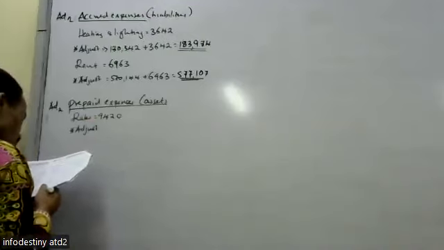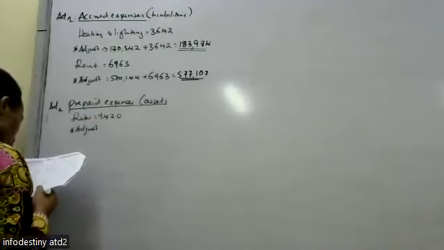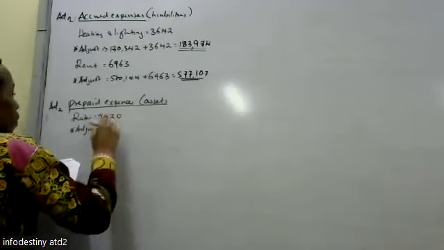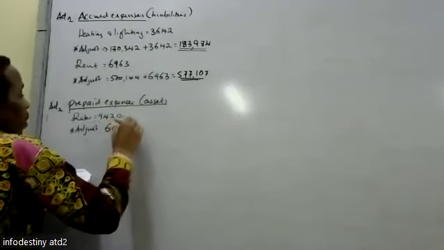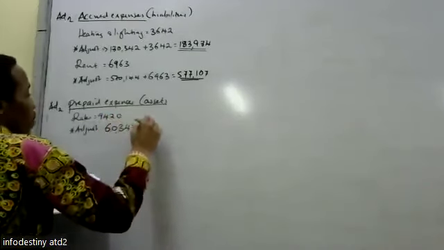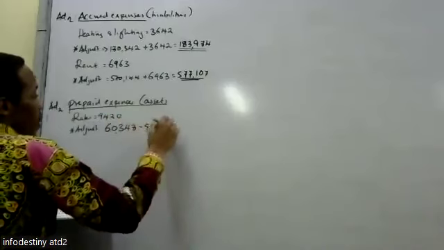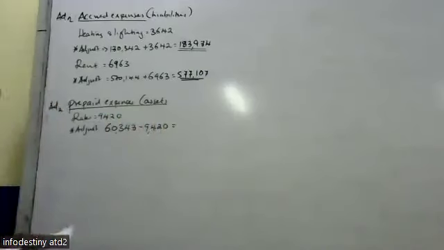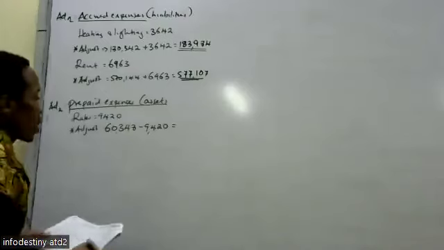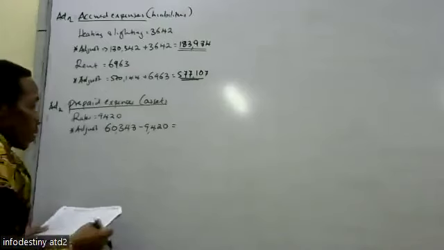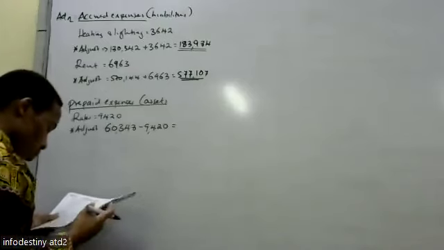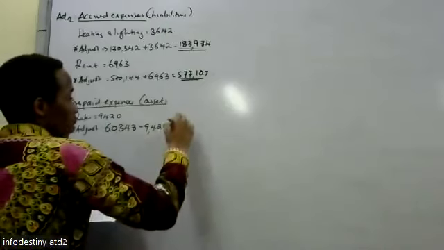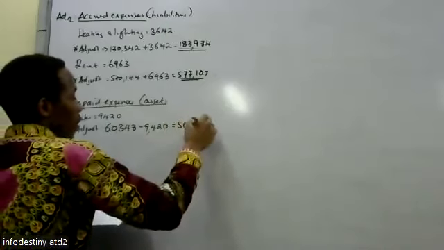So we adjust rates, and the amount for rates is 63.48. We deduct 94.20. 63.48 minus 94.20 gives 59.28.